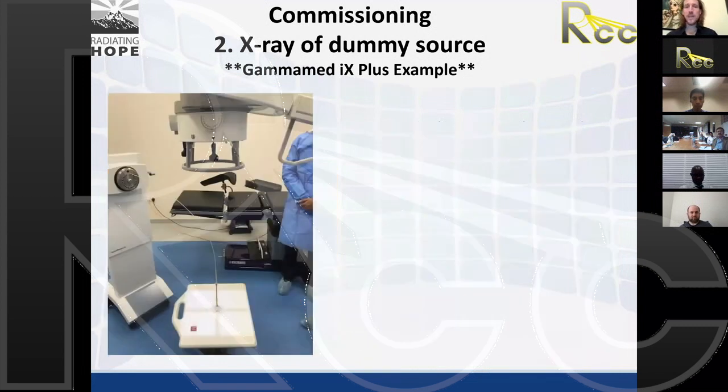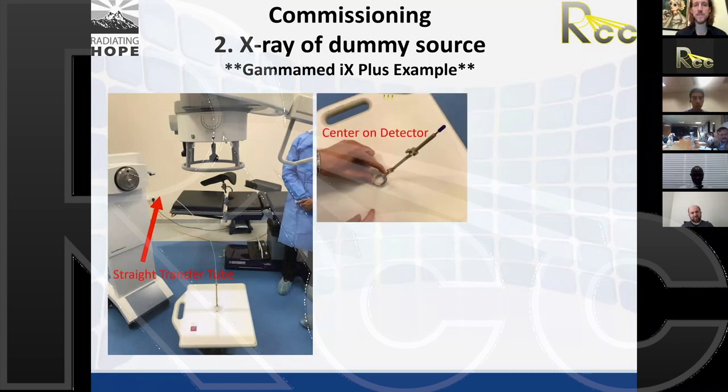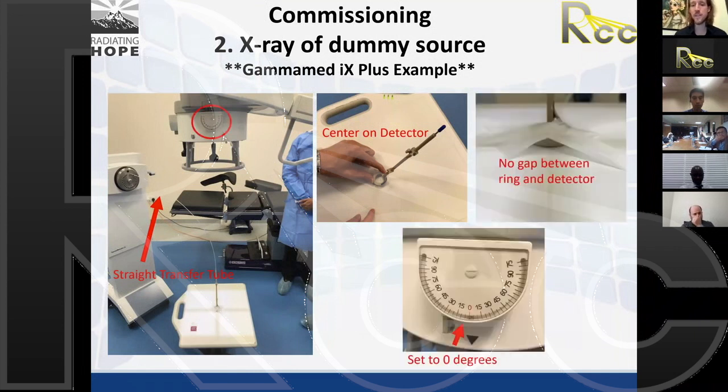So when we x-ray the dummy source, here we've got the portable x-ray machine. I've got my afterloader here connected to my ring, taped down to the detector for the portable x-ray. Again, straight transfer tube in all measurements. We'll center the detector, center the ring on the detector. Again, no gap between the ring and the detector. We want no divergence. We want a perfect orthogonal image for our applicator, so make sure that all your devices, each angle on this side and the other side, are set to 0 degrees.